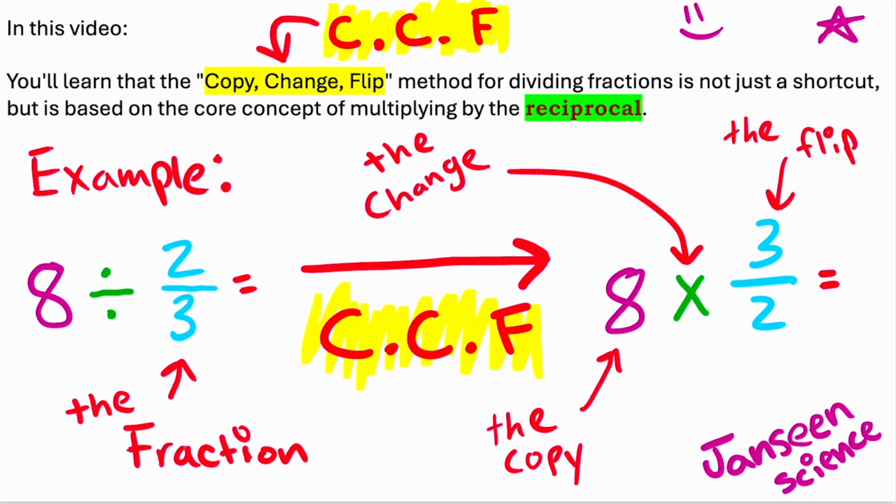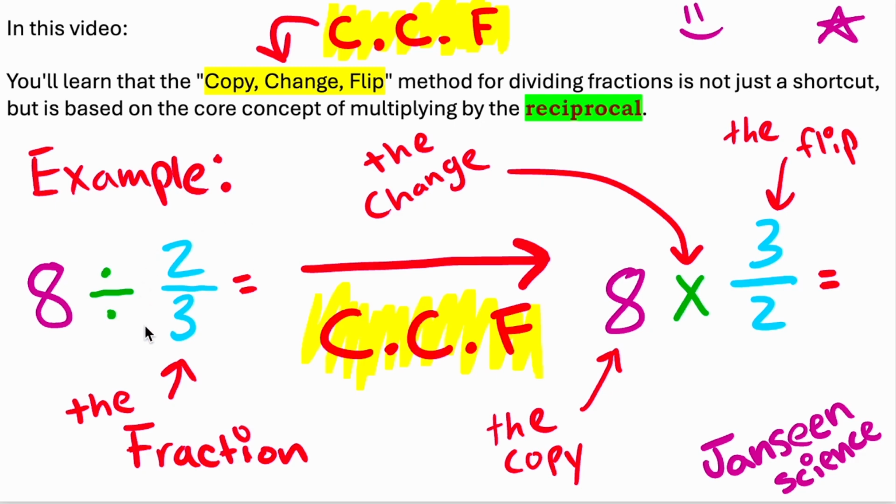In this video, you'll learn that the copy change flip method for dividing fractions is not just a shortcut, but is based on the core concept of multiplying by the reciprocal. So look at all these notes that I have for you. You can take a screenshot of this and just keep it for yourself.